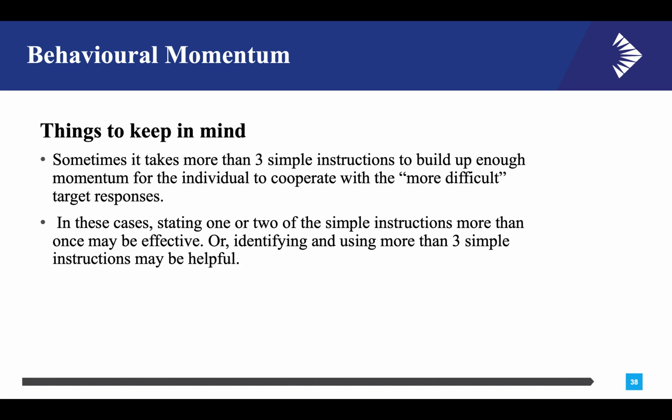Sometimes it takes more than 3 simple instructions to build enough momentum for the individual to cooperate with the more difficult target responses. So we can go up to 5, we can add more simple instructions to build more momentum. In these cases, stating 1 or 2 of the simple instructions more than once may be effective. So you can reuse some of the instructions that you previously used, and using more than 3 simple instructions may be helpful.